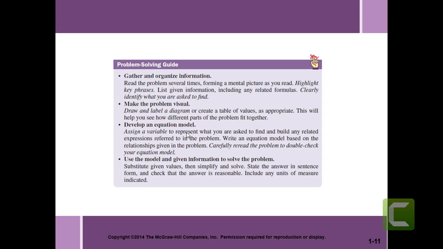Because I have done problems where I've come up with a model, or an equation, and then went back to the problem and realized, oh, I did not build my model correctly. And then finally, use the model and the given information to solve the problem. So substitute the given values that you wrote down from the first step, then simplify and solve, and then state your answer again in a complete sentence with the units of measure that are indicated. But also make sure you ask yourself and check that the answer is reasonable.